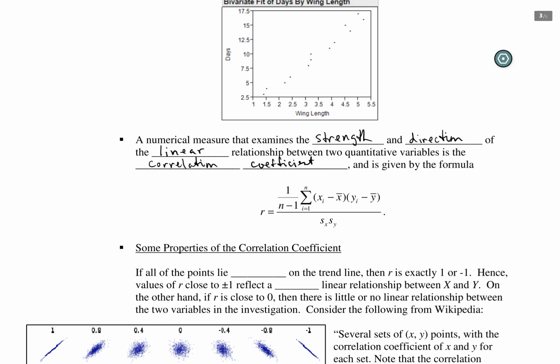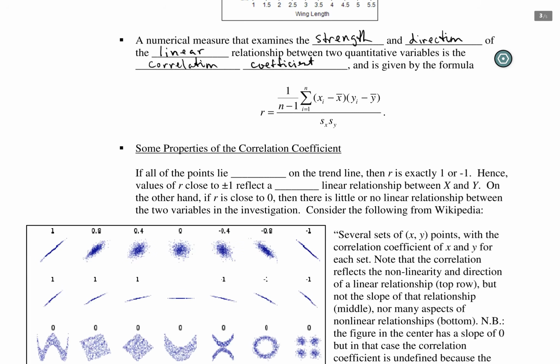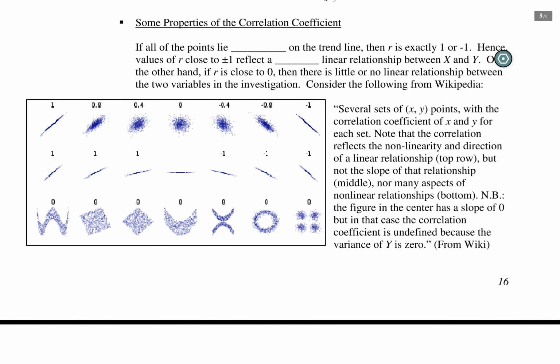But the numerator here out front has 1 over n minus 1 times the sum of the deviation in x times the deviation in y. Then it divides all of that by the standard deviation of x times the standard deviation of y. Okay, so we've got to be comfortable with computing the standard deviation and dealing with these sums in order to compute this correlation coefficient.